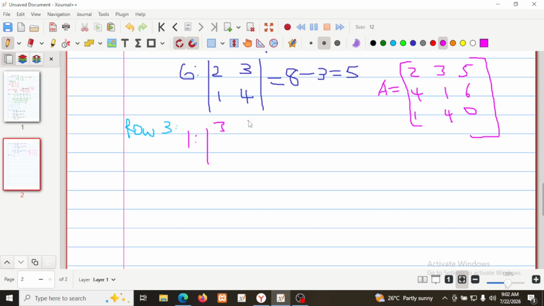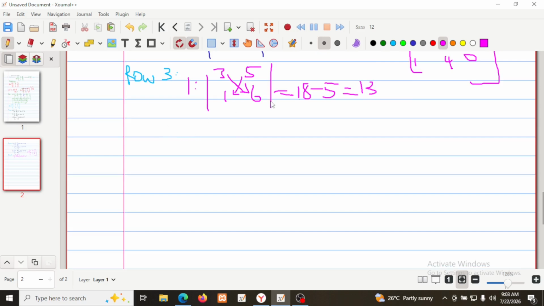So we have 3 5 1 6, which will give us 3 times 6, this is 18, minus 5 times 1. We multiply the leading diagonal minus the second diagonal, so we have 13.